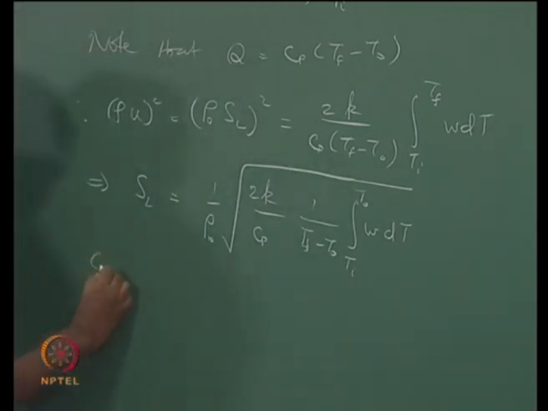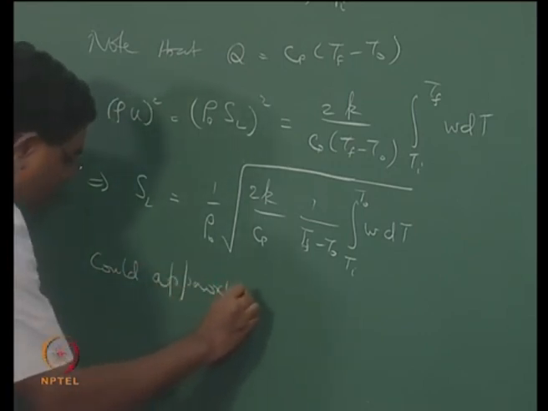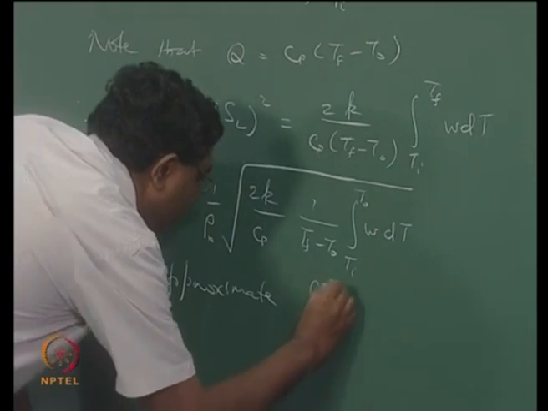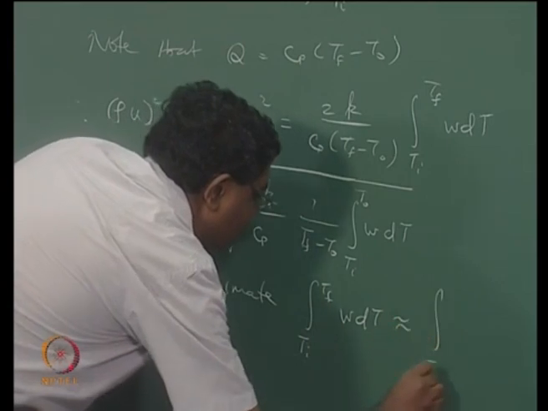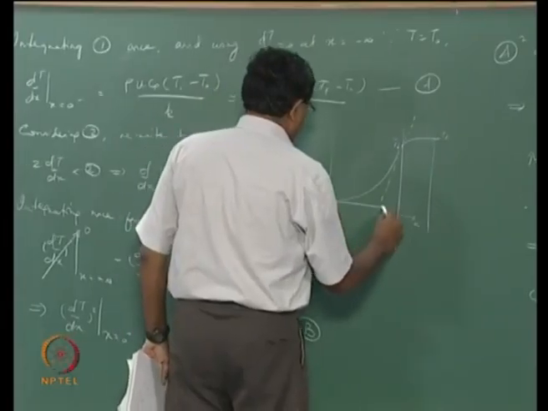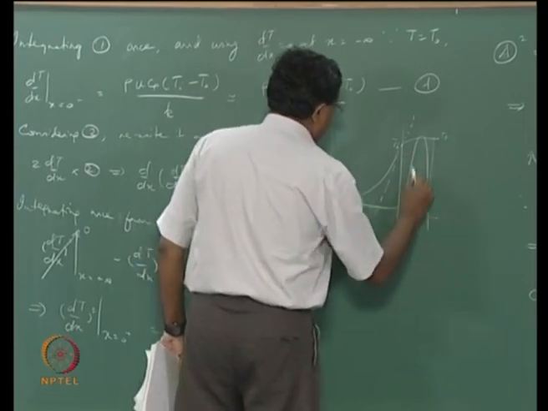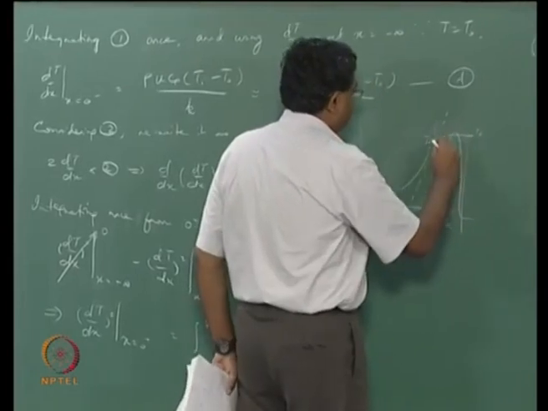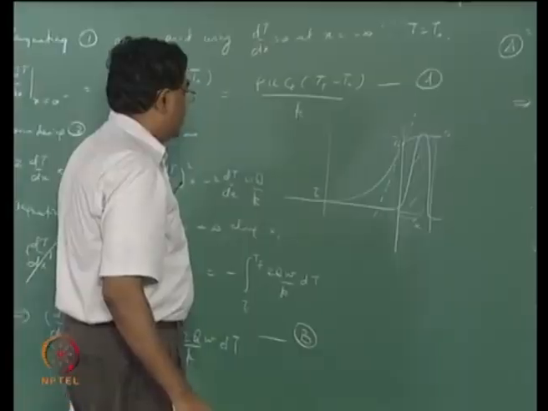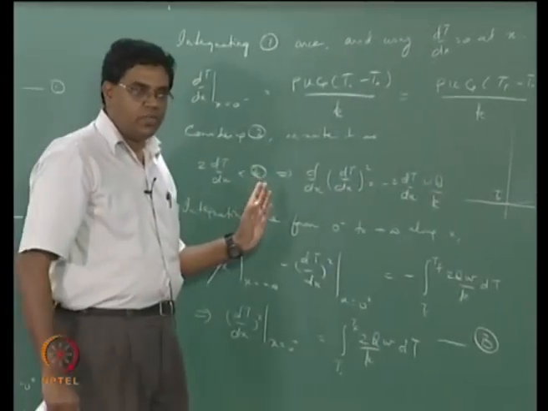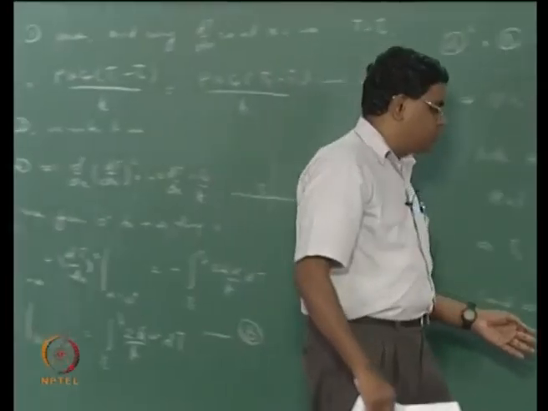Now we could approximate, I am saying could, not should, the integral Ti to Tf of W dt as the integral T naught to Tf of W dt without much error. If you look at how the W goes, we are looking at the area under this curve. Well, not exactly this curve, this would be W dx, while we are looking at W dt, W with respect to this temperature variation. You can easily see that W is actually 0 outside this region. So you might as well start integrating from any temperature upstream, and there is hardly going to be any contribution of W there.